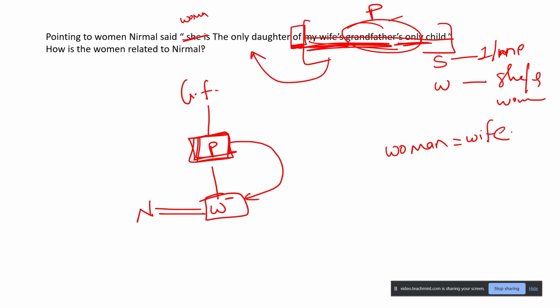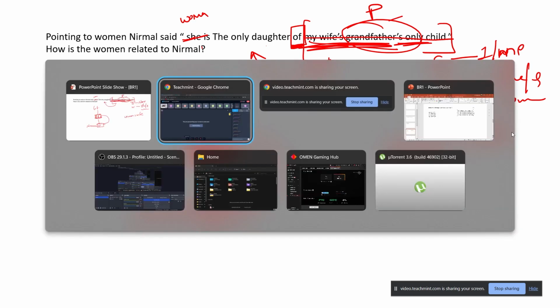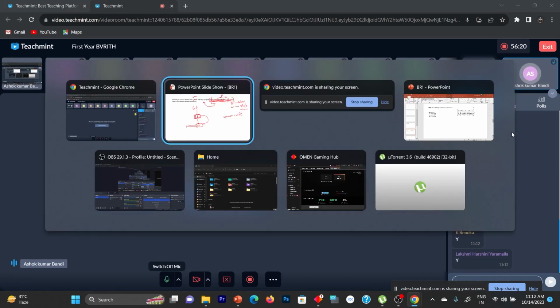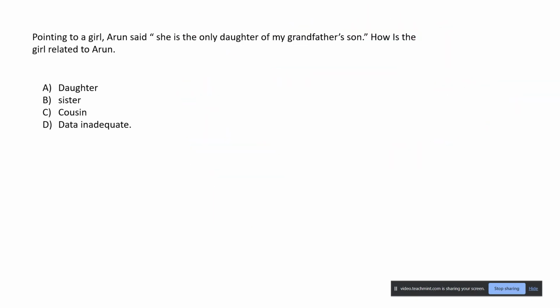If you are clear with this problem, type Y. I will give you one more problem, then we can wind up. Okay, we will solve one last problem, then we can finish. Okay, sure. Solve this one, all of you. All of you, solve this problem fast, and let me know which of those options is your answer.